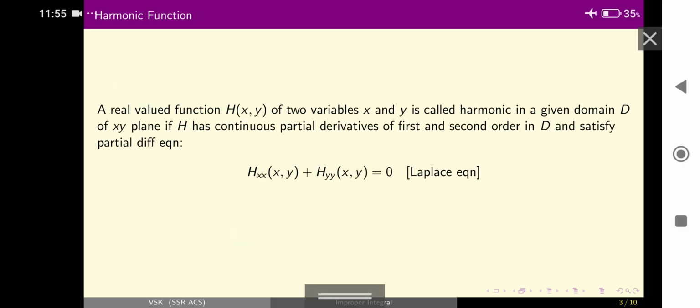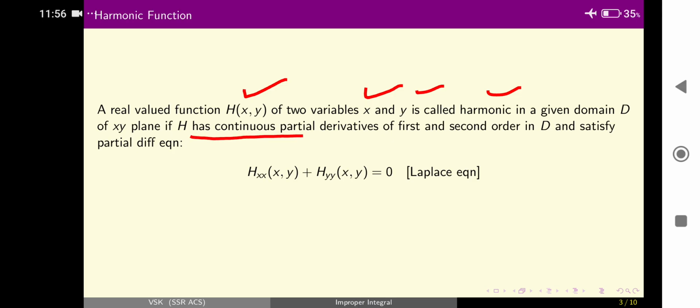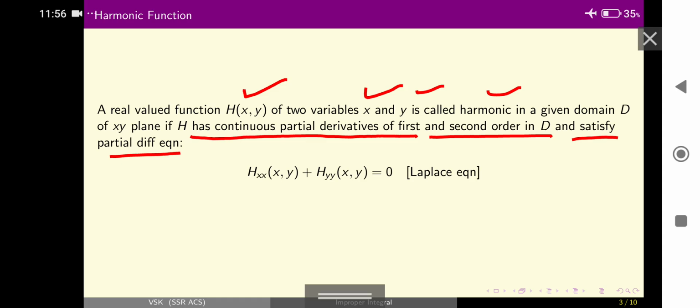A real valued function h(x,y) of two variables x and y is called harmonic in a given domain D of the xy plane if h has continuous partial derivatives of first and second order in D and satisfies the partial differential equation h_xx(x,y) + h_yy(x,y) = 0, which is called Laplace equation. In this case, h(x,y) is called a harmonic function.